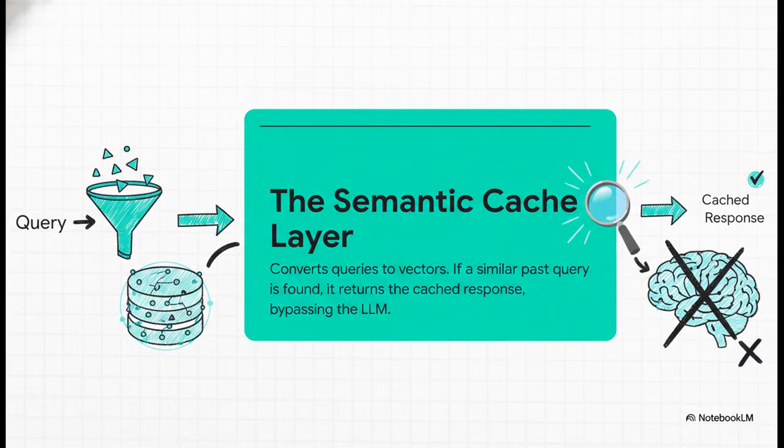The fix is something called a semantic cache layer. And here's how it works. Pretty slick. Instead of going straight to the LLM, every question first gets turned into a vector embedding. Basically a string of numbers that captures its meaning. Then, you check a fast database to see if you've answered a similar question before. If you find a match, you just send back the old answer. Boom! The LLM never even gets the call.